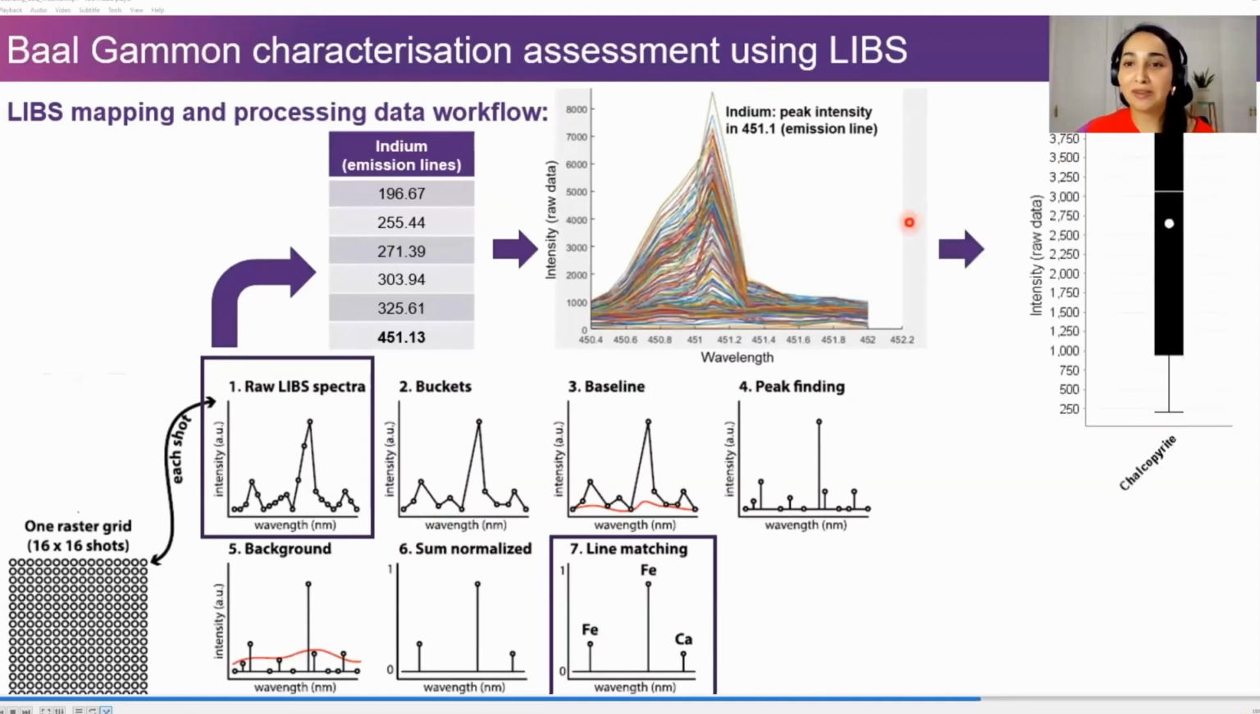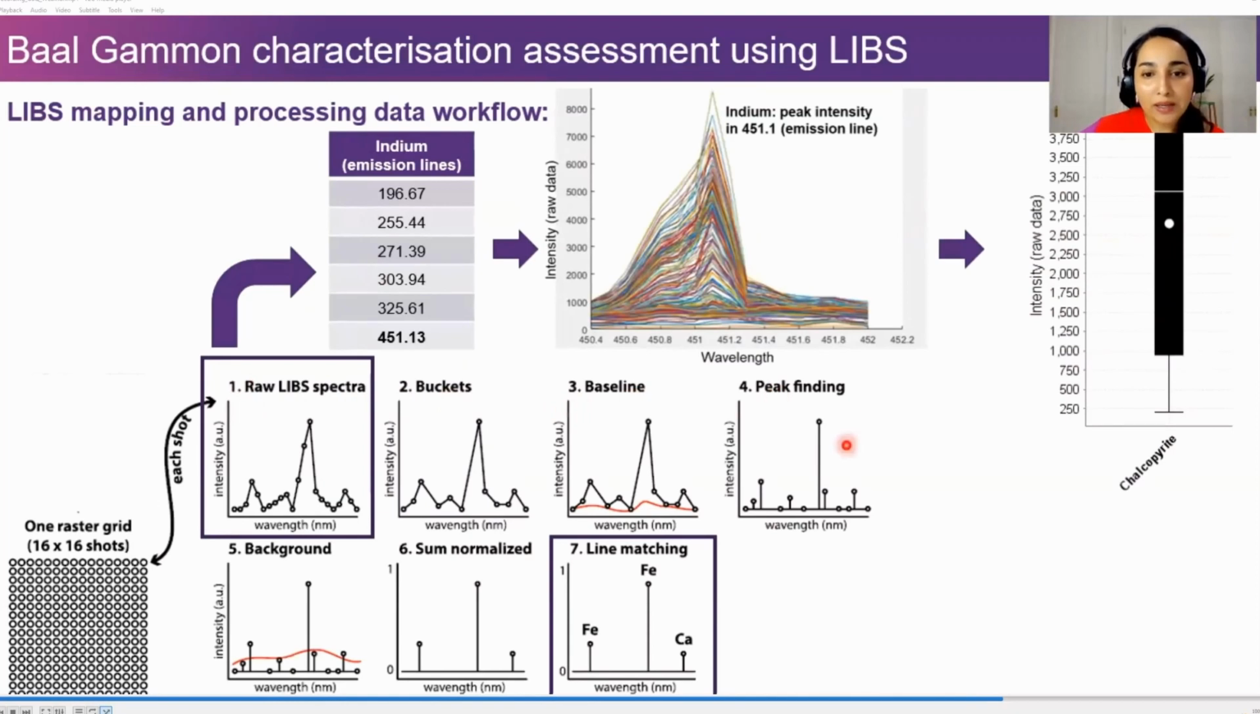So, create a box plot from this raw intensity data for each mineral or each texture. Even though it's not a quantitative result, it's very useful to compare different minerals and try to recognize if some of them could have high intensity of indium in comparison to other minerals.